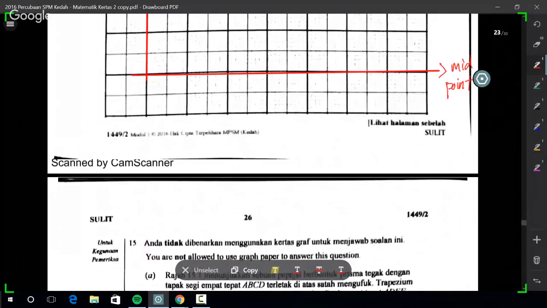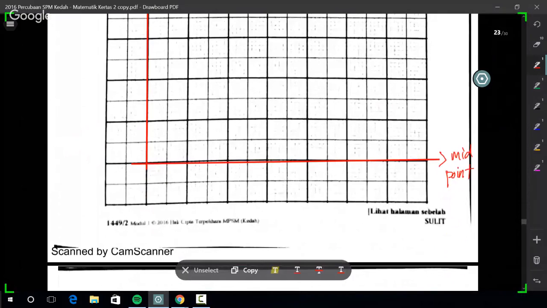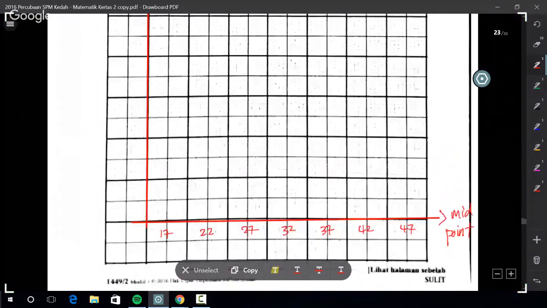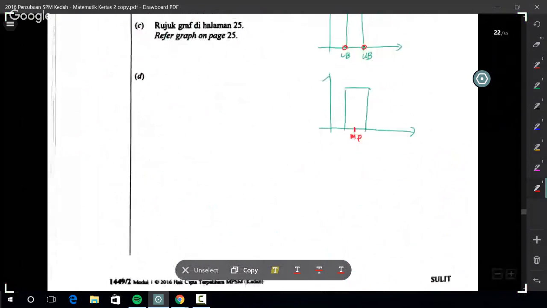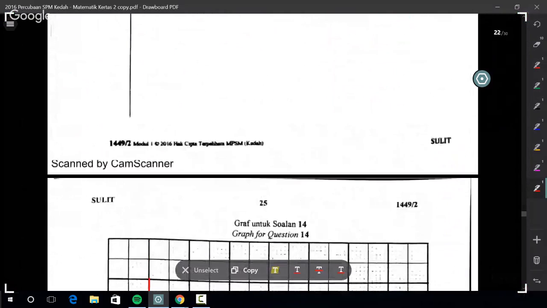Start from 17. So the 17, I will actually, let me see, enough or not. 17, 22, 27, 32, 37, 42, 47. Should be enough because it should be n at 47. Yep. Is enough, then I will do the frequency.